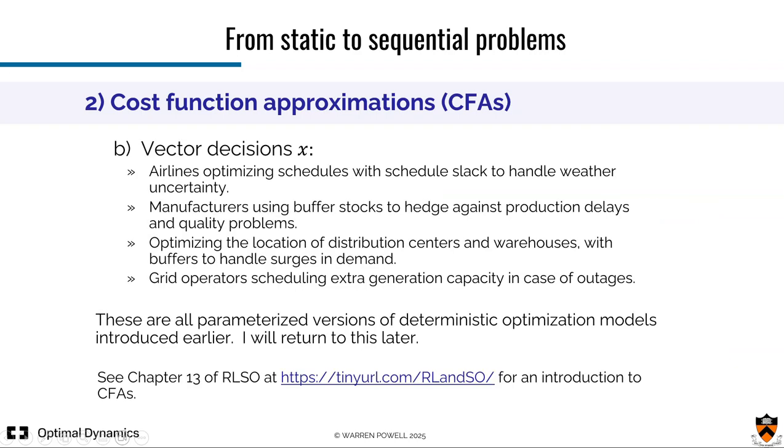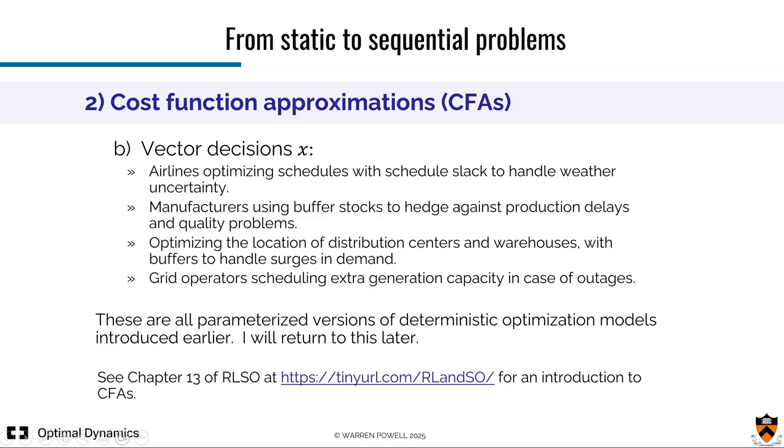Now, CFAs are actually quite popular in industry. Airlines optimize schedules using schedule slack to handle weather uncertainty. Manufacturers use buffer stocks to hedge against production delays. I can optimize the location of distribution centers and warehouses, but I want to do this in a way that understands that the demand might have surges. Grid operators who manage the power grid will sit on Monday, plan for an uncertain Tuesday, and they put buffers various places.